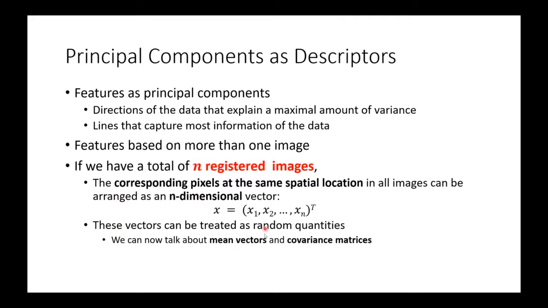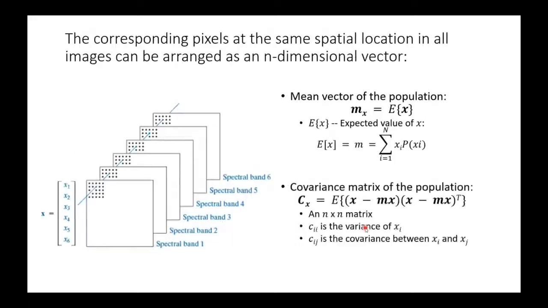So these vectors can then be treated as random quantities. Each one of these vectors will be a sample in my probabilistic distribution. So we can now talk about the mean vector and covariance matrix. The mean vector of the population, always taking into account a single pixel location, is defined by this formula. And then the covariance matrix of the population also has this formula.